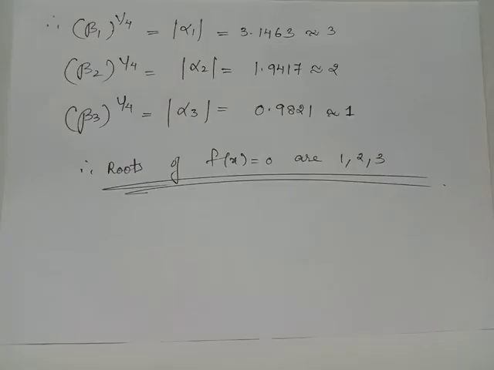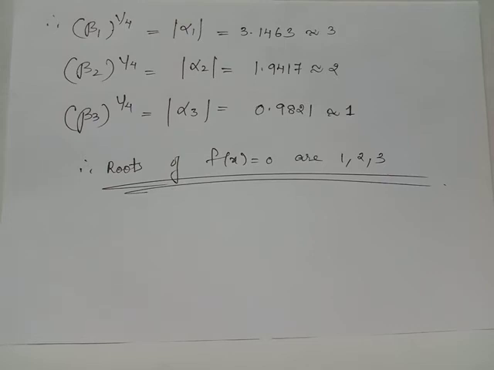Taking 1 by 4th powers of roots beta 1, beta 2 and beta 3, we get absolute value of alpha 1 equals 3 approximately, absolute value of alpha 2 equals 2 approximately and absolute value of alpha 3 equals 1 approximately. Notice that we had already identified that f of x has all the roots positive. Hence alpha 1, alpha 2 and alpha 3 will be 3, 2 and 1 respectively.